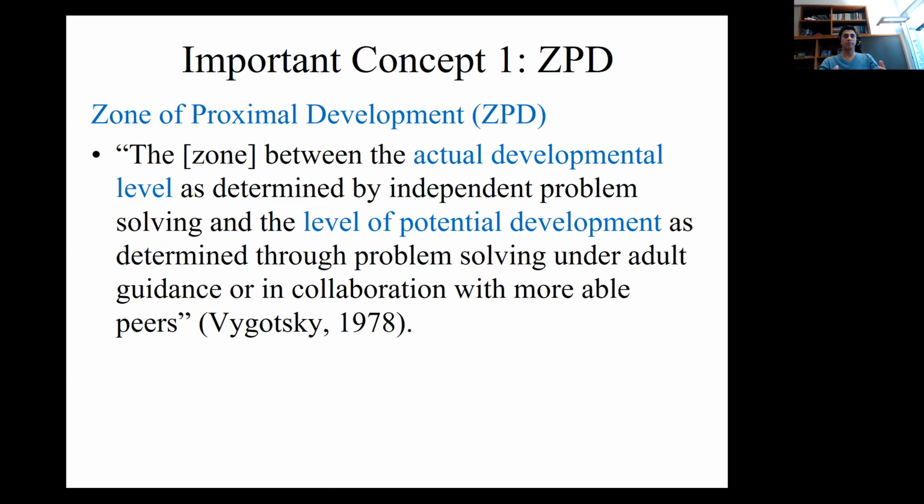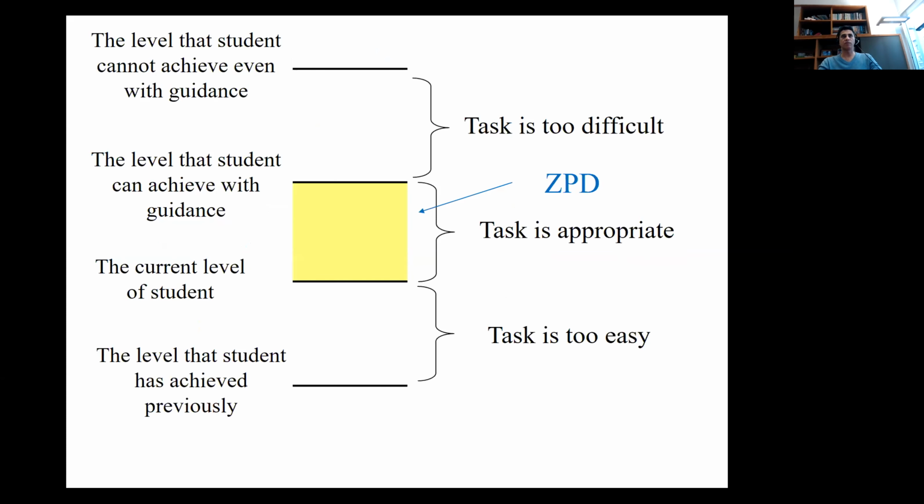So what you can do independently and what you can do with some help, right? And it's that zone. If you think about it, there are certain things that students have already achieved previously. They can read, they can write to a certain degree, they can recognize words, and so on and so forth. Now, if you pitch the lesson at that level, the task is too easy. Then there's a current level of the student that they can perform independently, certain tasks. Then there's a level that students can only achieve with guidance.